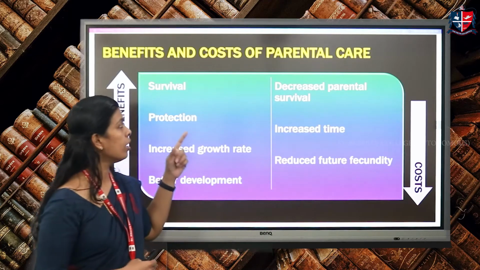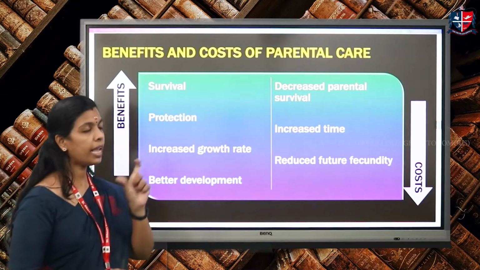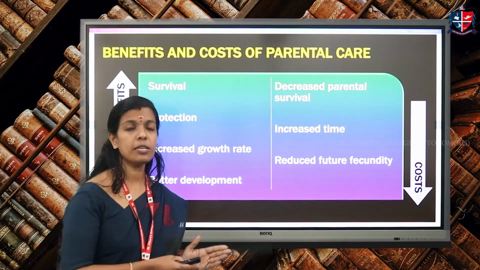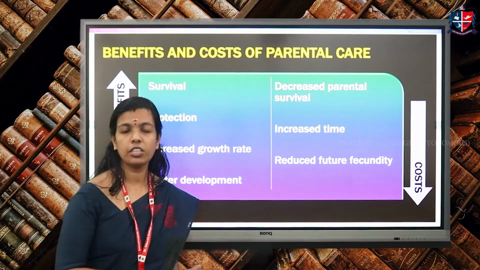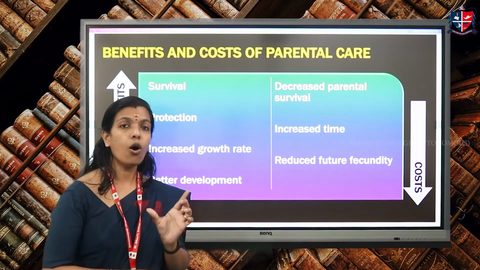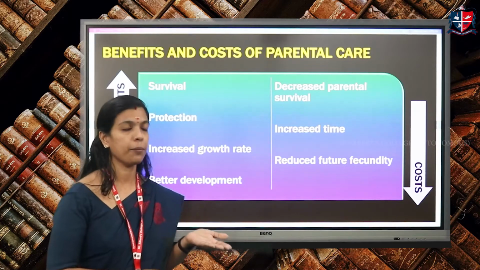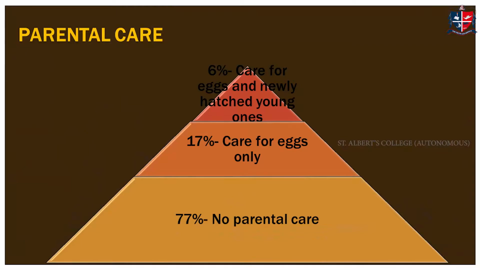Okay, so there are chances of decreased parental survival, and then there would be again increased time between maturity, because there is the first maturity happening, the fertilization and all those. They spend their time in caring for the young ones, and this would often prolong the time for the next fertilization, for the next breeding. Okay, and then again the reduced future fecundity.